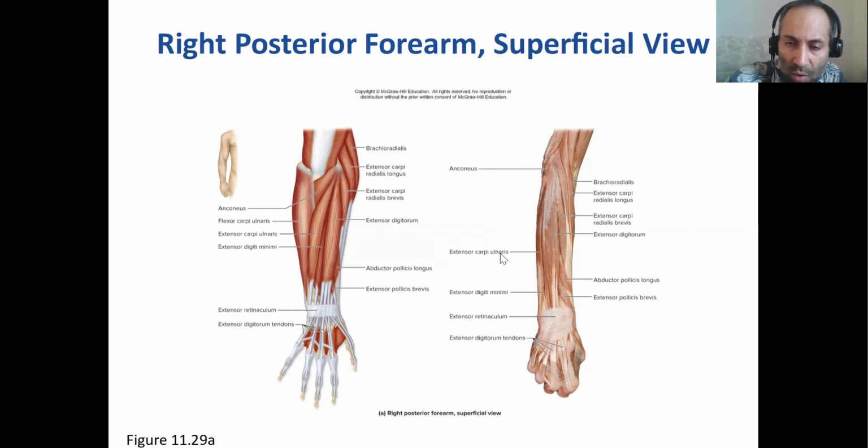So on this side, you have the extensor carpi ulnaris. It extends your wrist in the ulnar region over here. Extensor digiti minimi, again, digiti minimi is your smallest finger, the pinky, right? Then the extensor retinaculum is kind of like a ring through which all of the tendons of the extensor muscles pass. And these are the tendons of your extensor digitorum muscle, again, for extending the fingers.